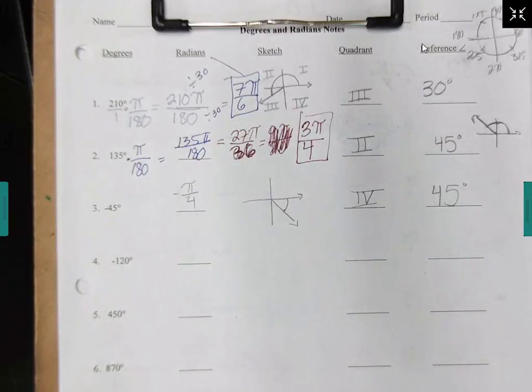Alvin, do you have a question, buddy? Why did you do it in the fourth quadrant again? Because our angle is negative, so instead of rotating counterclockwise, we're going to go clockwise. So we're going to go down 45, okay? Good. Alright, let's look at number 4.